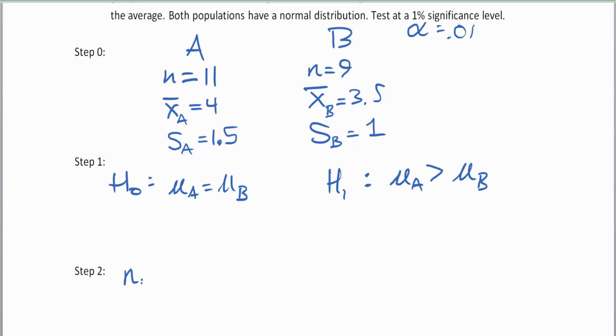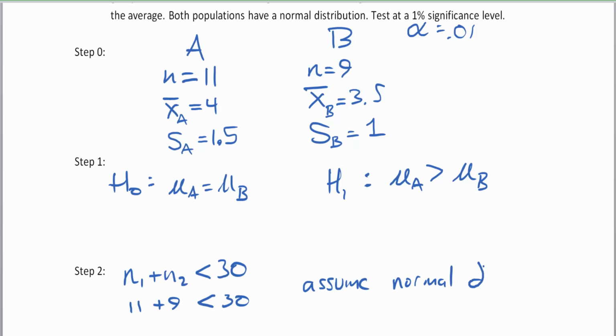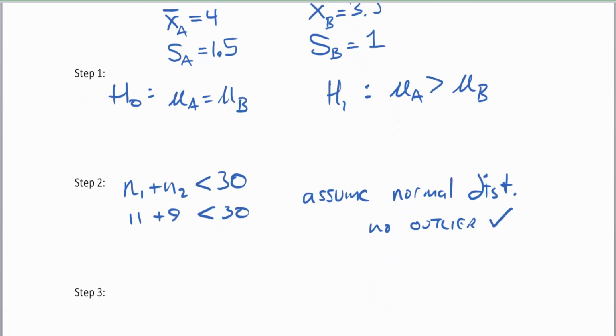Now, it says both populations have normal distribution. Well, here's my n sub 1 plus n sub 2. Is it less than 30? And the answer there is 11 plus 9 is less than 30. So we'd normally have to check for outliers, but we're not going to check for outliers because it says assume normal distribution from the problem. And since we can assume the normal distribution, there is no outlier check, which is great. Don't have to check for any outliers. Okay, on to steps 3, 4, and 5.